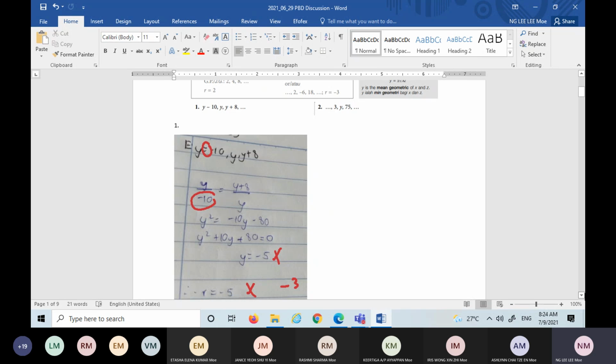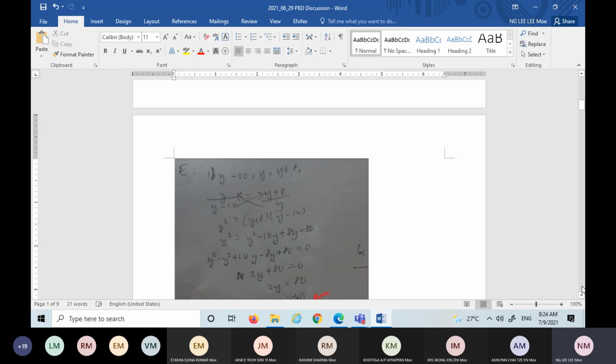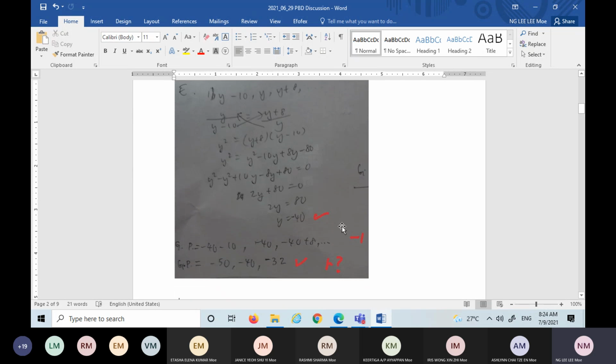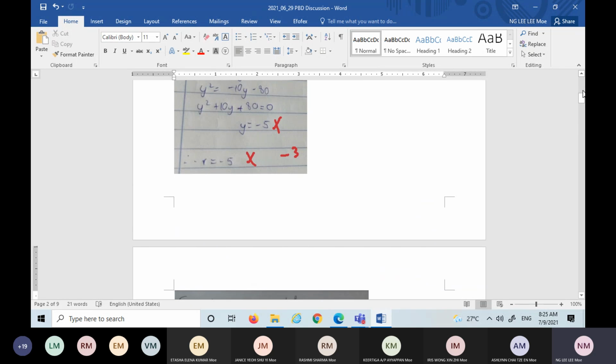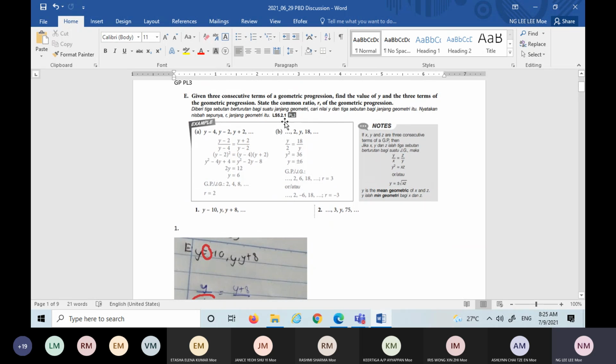Okay, now we go to the next example. Okay, look at this. Still in question number 1. Okay, y is negative 40. This is correct. Write out the GP is correct, but didn't write out the R. Read the questions carefully. Ayo, see the question. Given 3 consecutive terms in the GP, find the value of y.